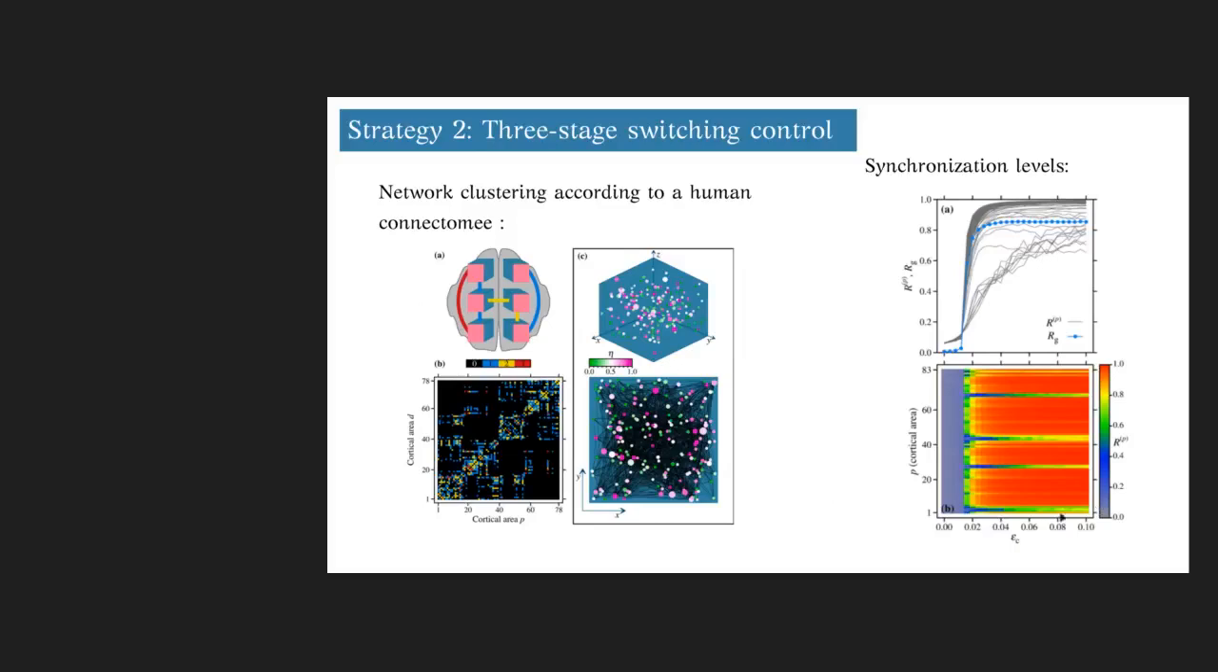We fix the electrical connections and vary the chemical connections, as you can see in panel B of the two right panels, which represent in color code the intensity of the internal synchronization in each subnetwork. So red is very synchronized and blue is low synchronized or not synchronized.